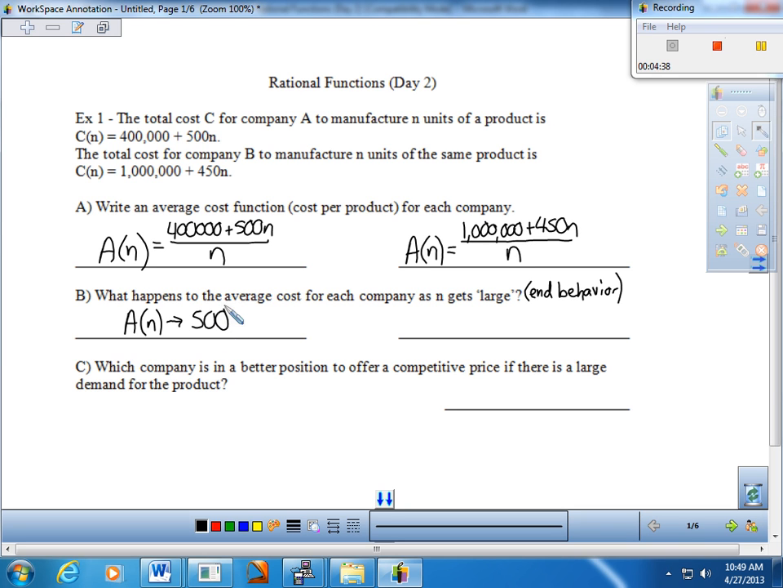Okay, then we come over here and we repeat that process, of course. Same deal, degrees are the same, n over n, ratio of the leading coefficients, guys, so 450 over 1. And so if we were to track this out, and again, I won't graph this and put my table in place, but if I did, and track this as n gets larger and larger and larger, what we would see is that the average cost would get closer and closer to $450.